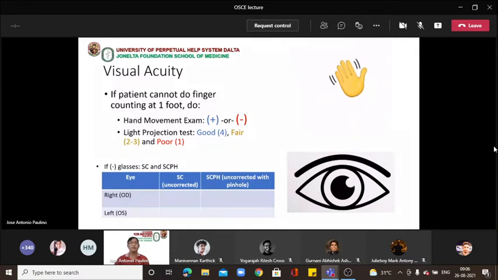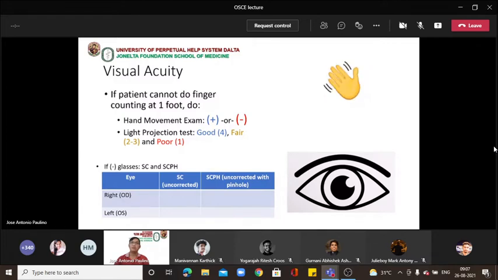If the patient cannot do the finger counting test, we have to move to the hand movement with light projection test. You have to do 2 exams for this step. The hand movement is done by testing the vision of the patient's eye by moving the fingers in front of the patient's face. You ask them if there is movement or not. Please make sure that you do this randomly. You can ask them, is there movement or none? You have to have them consistently identify movement properly, because this is part of the testing.